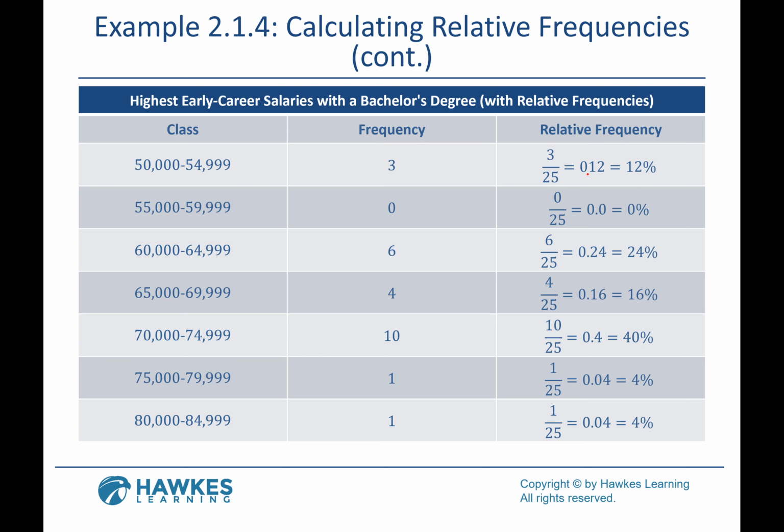So the idea here, instead of just looking at the counts, it's sometimes easier to think about these percentages. It's one thing to say we had 3 data values in this class, but it can be more meaningful to say 12% of our data fell in that class. It's just a little more descriptive.